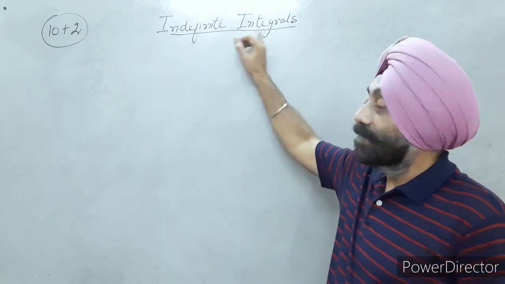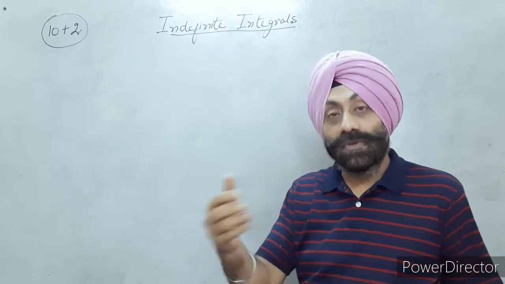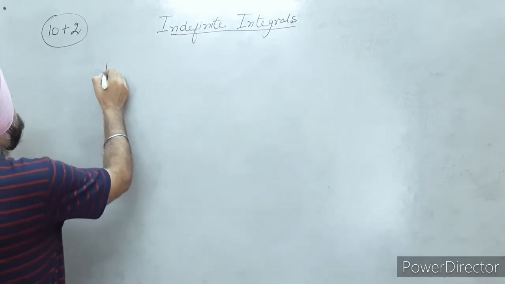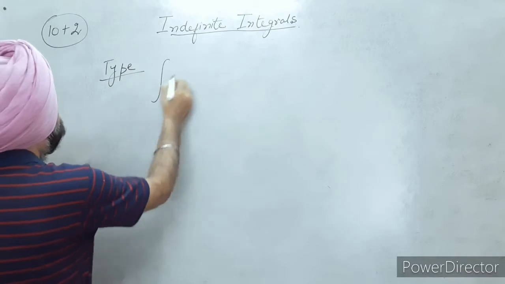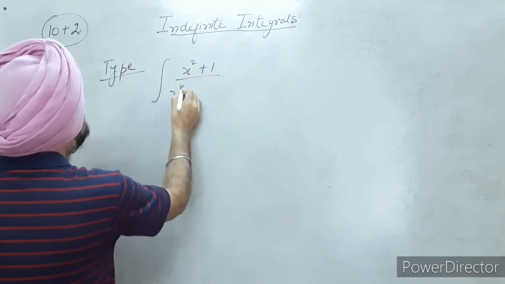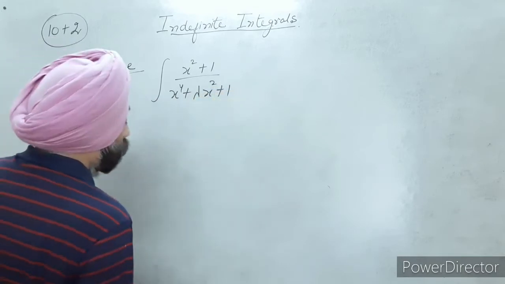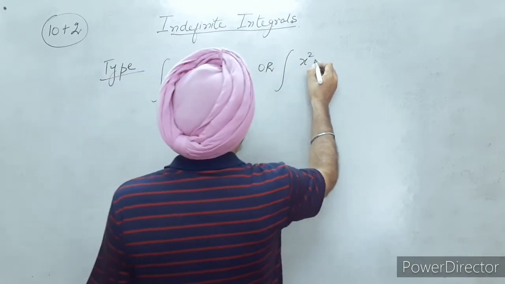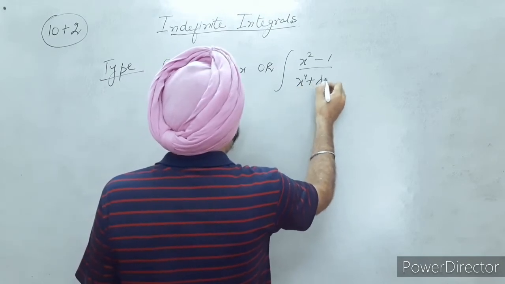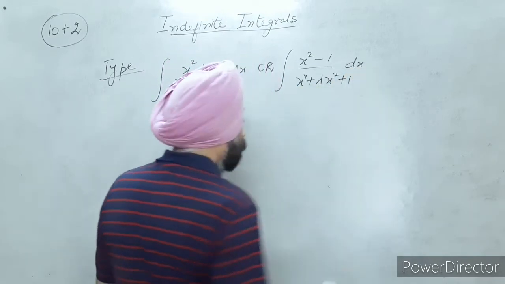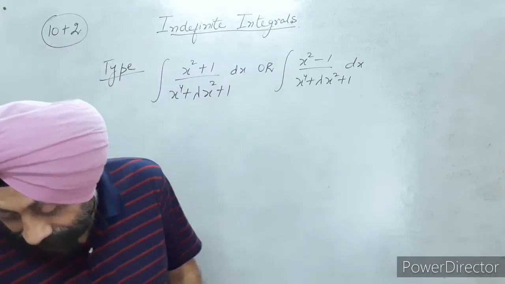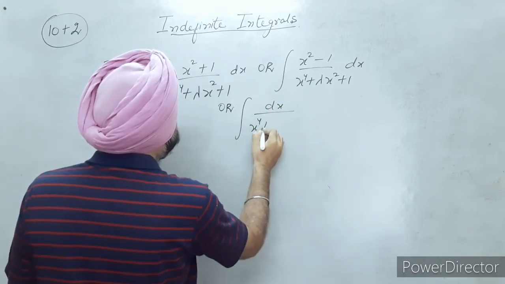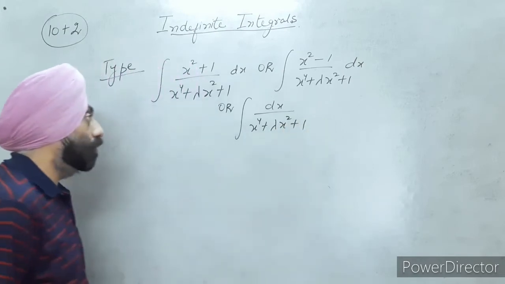Today in my lecture from the chapter Indefinite Integrals, I am going to cover a few more types from this chapter. Now the very first type is the integral of (x² + 1) / (x⁴ + λx² + 1) dx, or it can be (x² − 1) / (x⁴ + λx² + 1) dx, where λ belongs to real numbers, or it can be only dx / (x⁴ + λx² + 1).